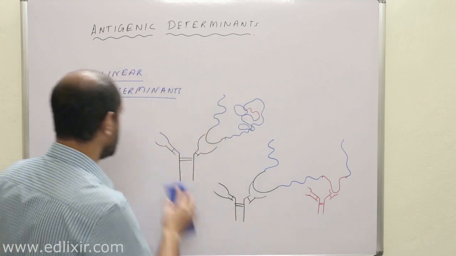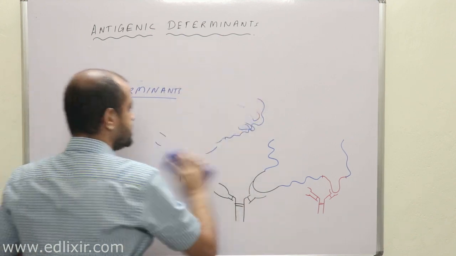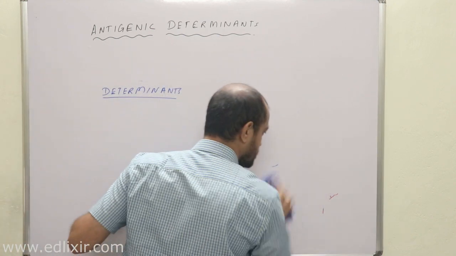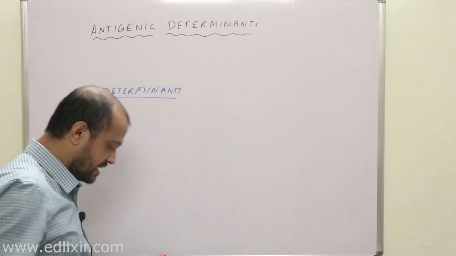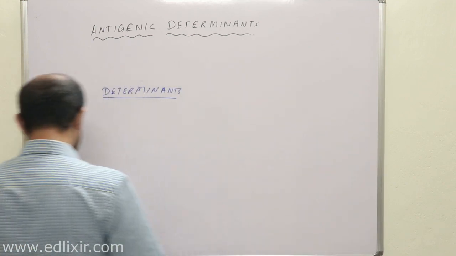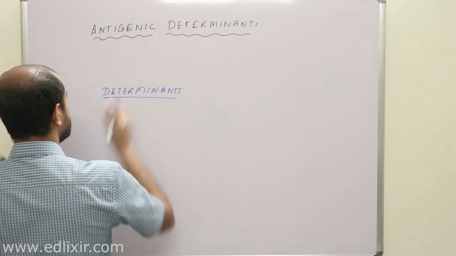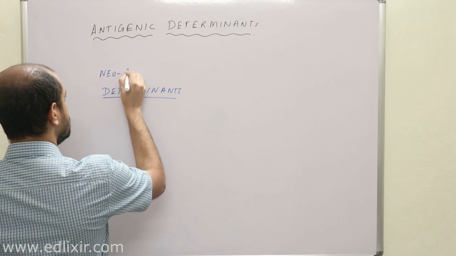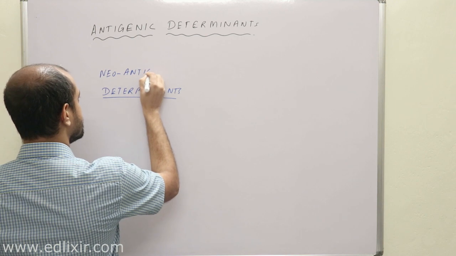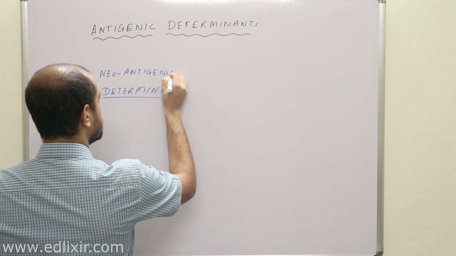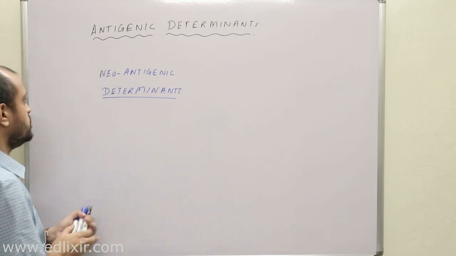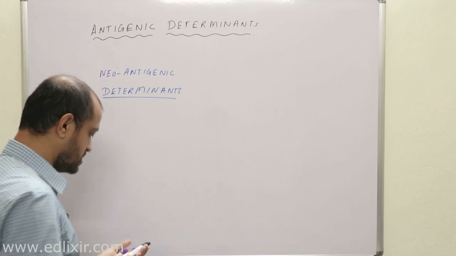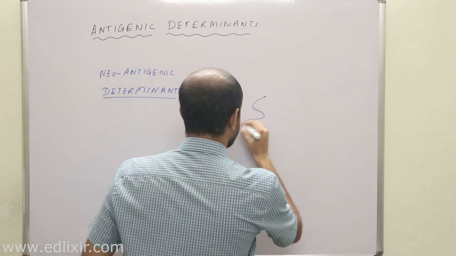Now we will be talking about neo-antigenic determinant. Now it's very, very simple. Okay, what is neo-antigenic determinant? What do you mean by neo? Neo-antigenic determinants. What is neo? Neo means new. That means, suppose this is a protein.